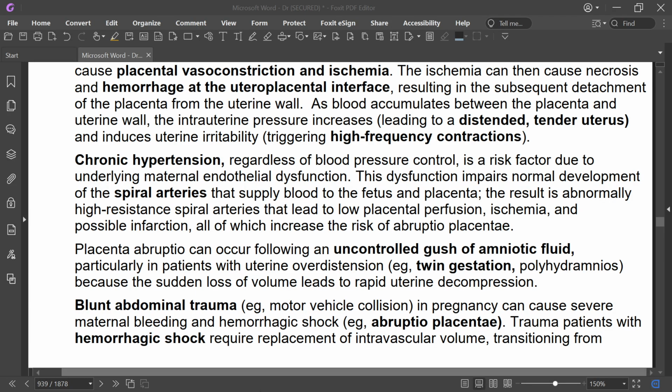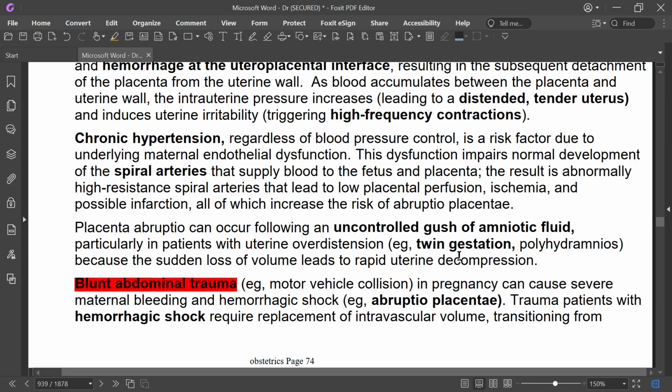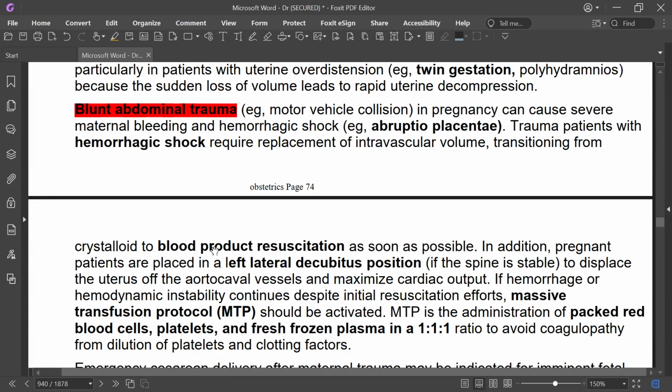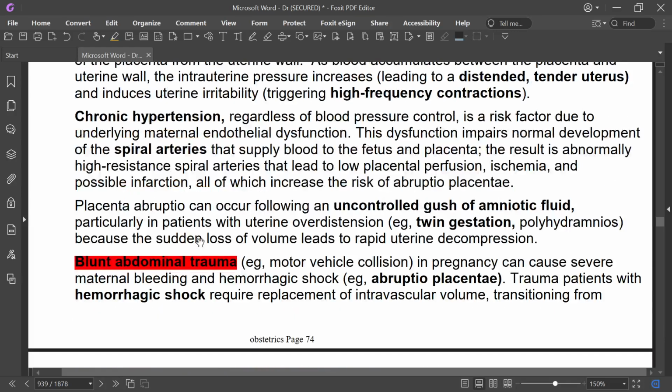Blunt abdominal trauma, such as a motor vehicle collision in pregnancy, can cause severe maternal bleeding and hemorrhagic shock. Trauma patients in hemorrhagic shock require replacement of intravascular volume and transitioning from crystalloid to blood product resuscitation as soon as possible. So blunt abdominal trauma is one of the causes of abruptio placentae.